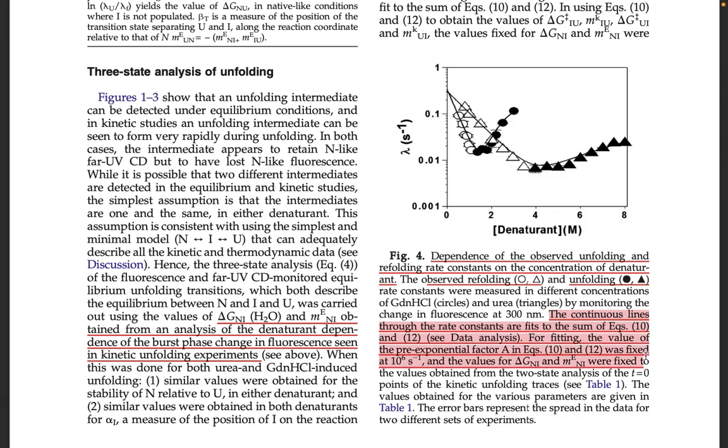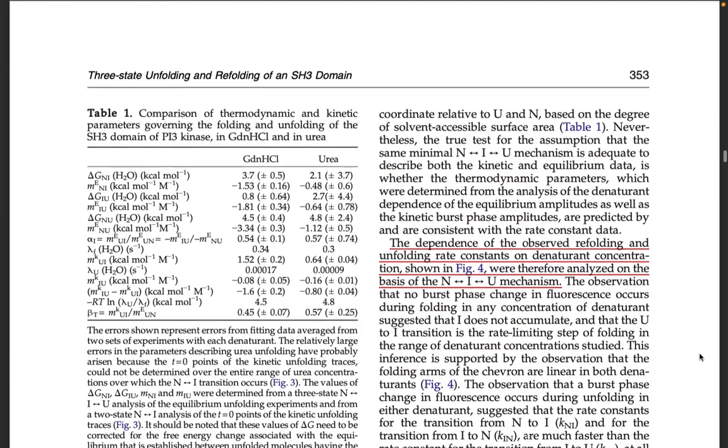For fitting, the value of the pre-exponential factor A in equations 10 and 12 was fixed at 10 to the power 6 per second, and the values of delta G and I, M and I were fixed to the values obtained from two-state analysis of the t equal to 0 points of the kinetic unfolding traces. The values obtained for various parameters are given in table 1. The error bars are represented later.